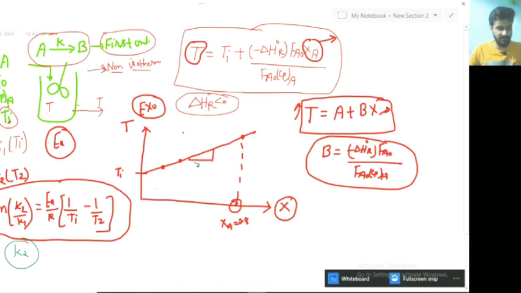So V upon V0 is equal to CA0 XA upon minus RA. This is the basic performance equation of the continuous stirred tank reactor. You all know it, and if you don't know, then I am again going to discuss these things right now. Then you will be able to understand the basic equation of CSTR.